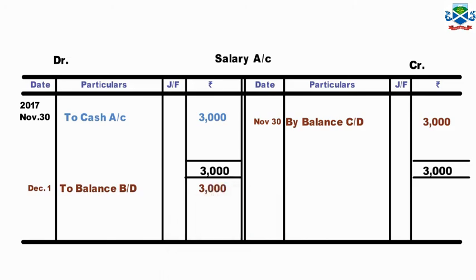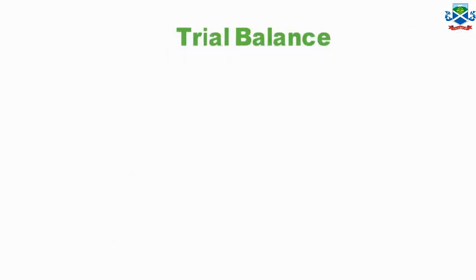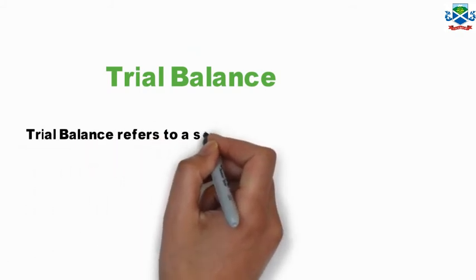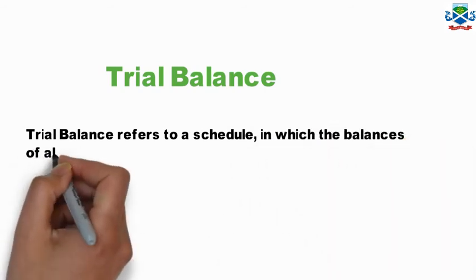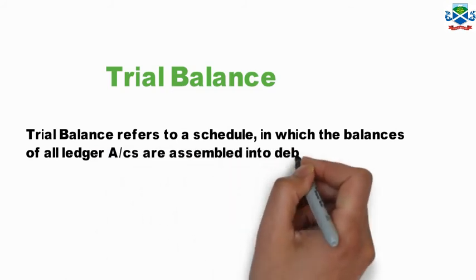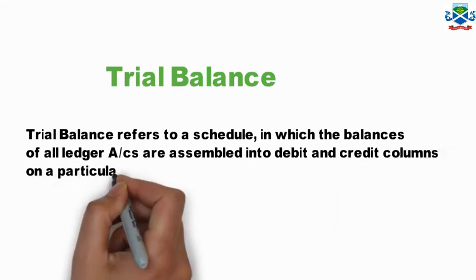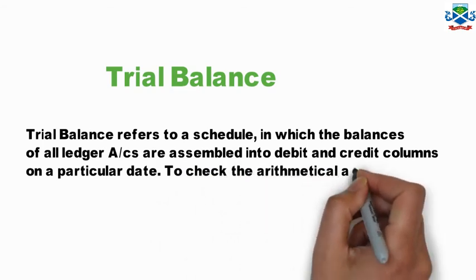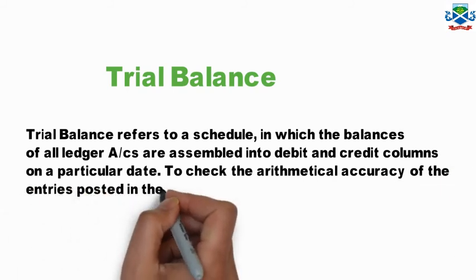So that's how the ledger accounts are balanced, and then we'll make the trial balance. So what is trial balance? We know, just the definition over here. Trial balance refers to a schedule in which the balances of all the ledger accounts are assembled into debit and credit columns on a particular date, to check the arithmetical accuracy of the entries posted in the ledger accounts.